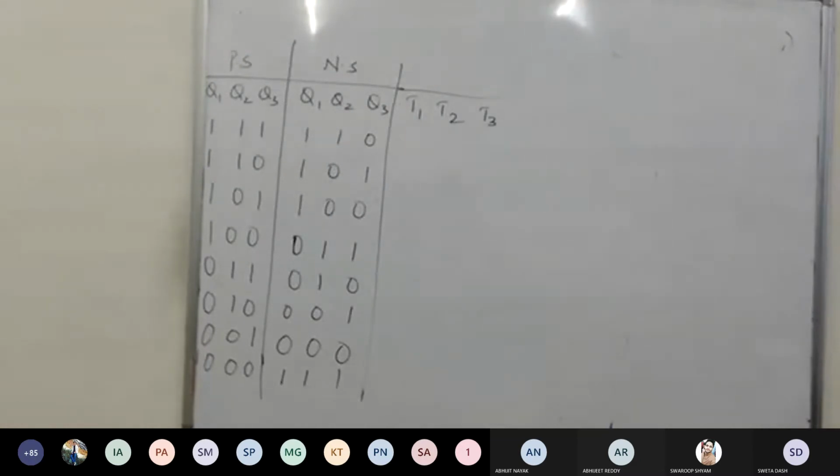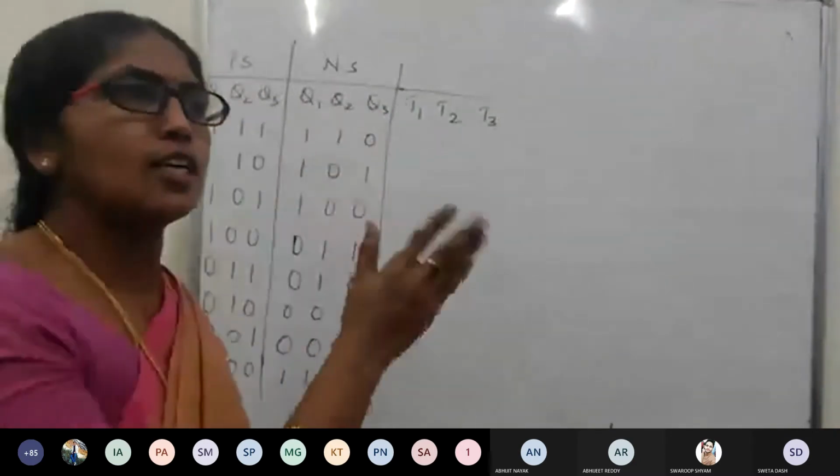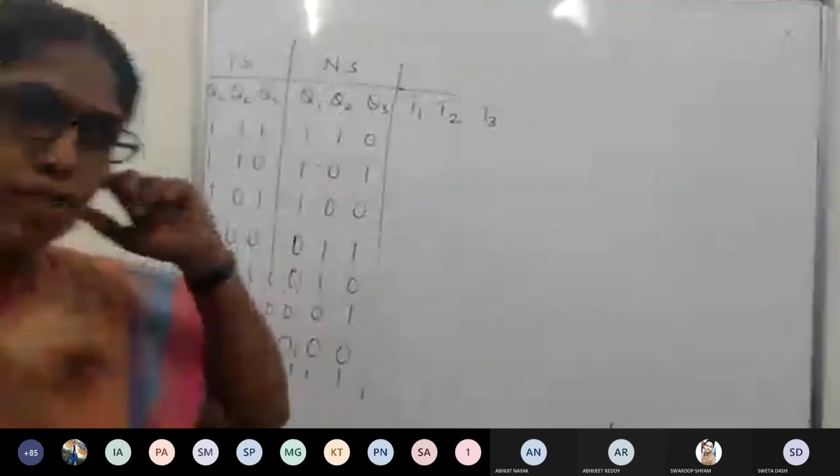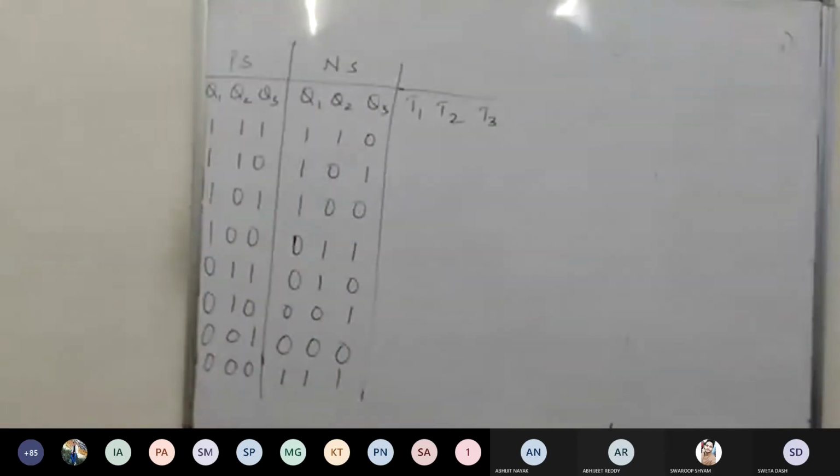Guys, are you there or not? Yes, ma'am. Let's see the differences. Observe the differences. Use the same synchronous clock pulse, that too edge triggered, positive edge triggered. In fact, positive edge only we are doing. Then observe the difference between the two circuits.